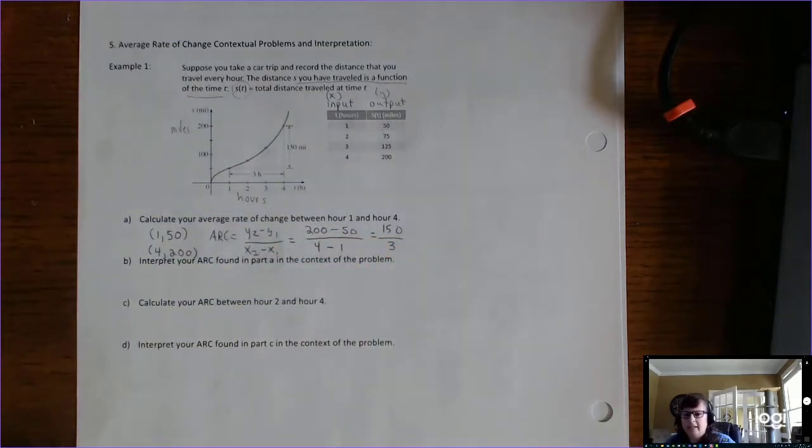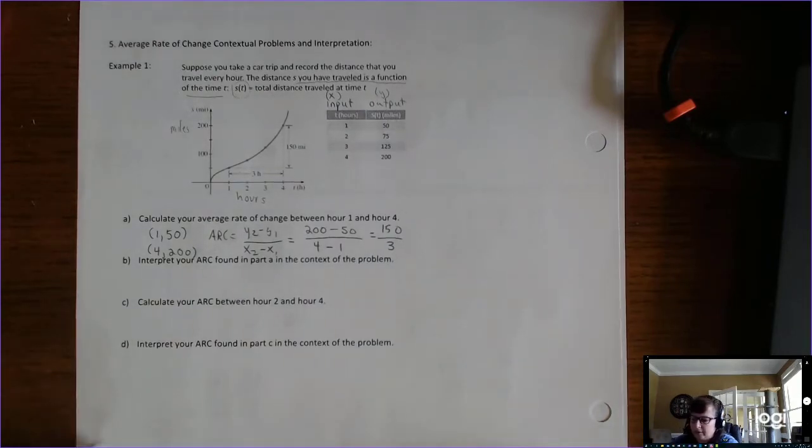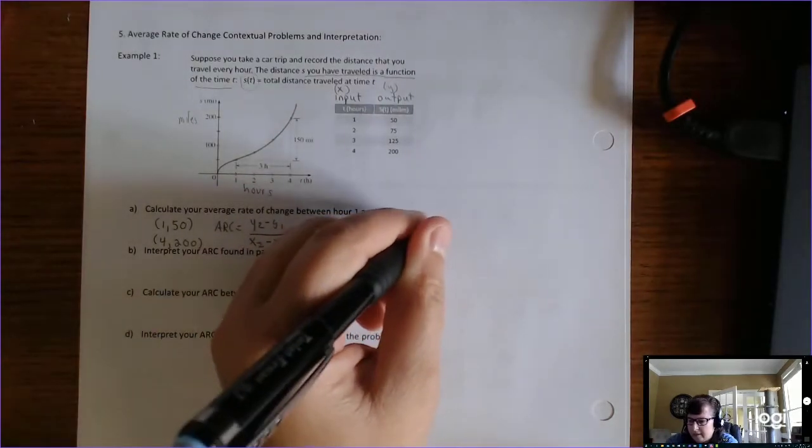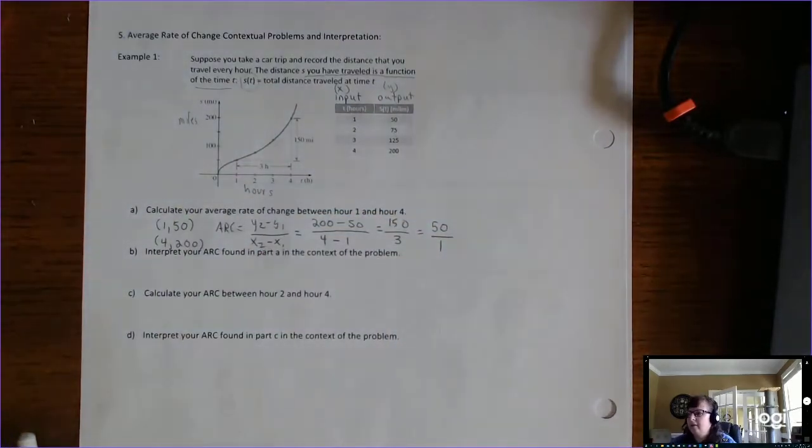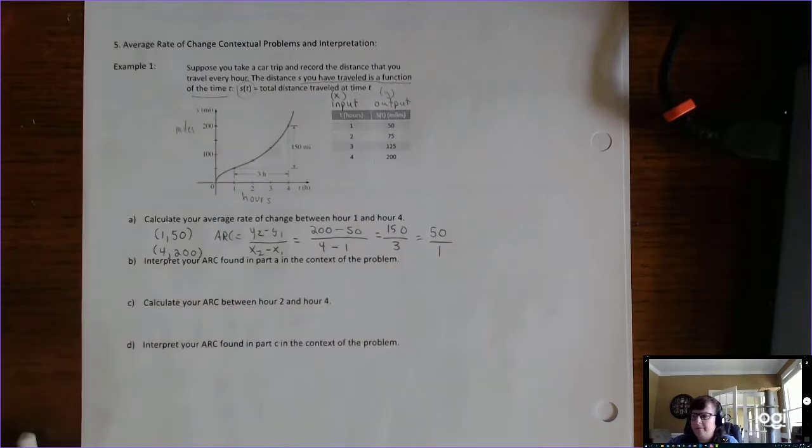Now, people that don't listen in the seated class will present that answer, and I will count off a little bit because it's a word problem. And we always want this to be over 1. It also reduces, but sometimes people might forget it reduces. 150 divided by 3 is 50 over 1. So remember, you want it to be over 1.